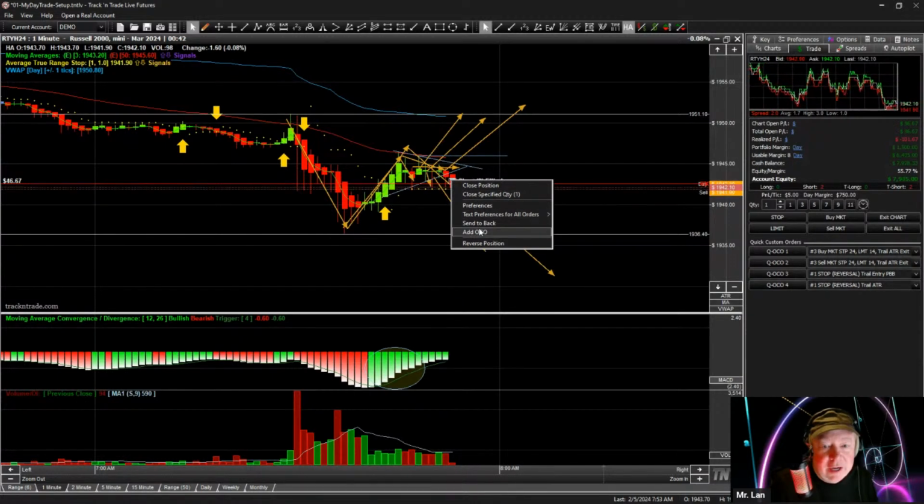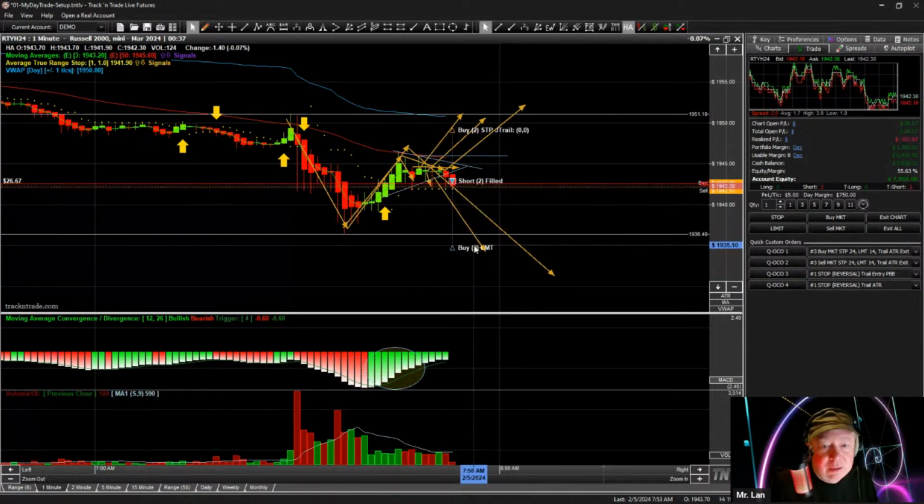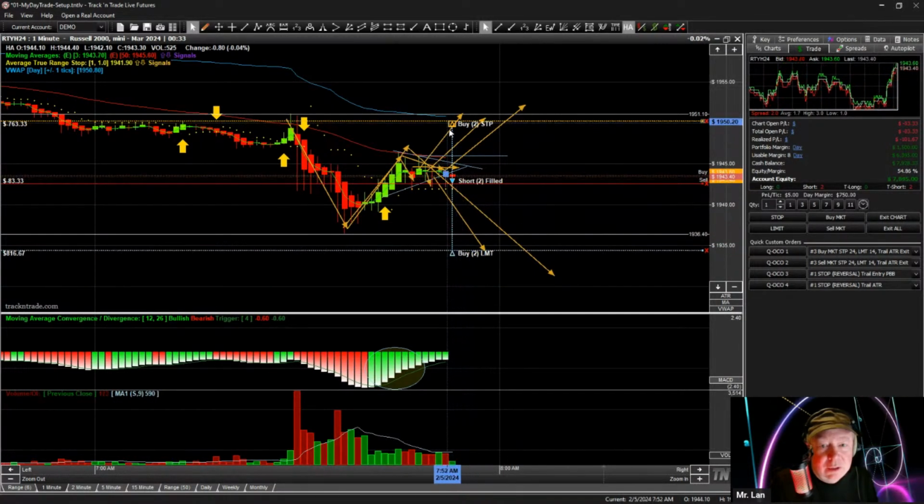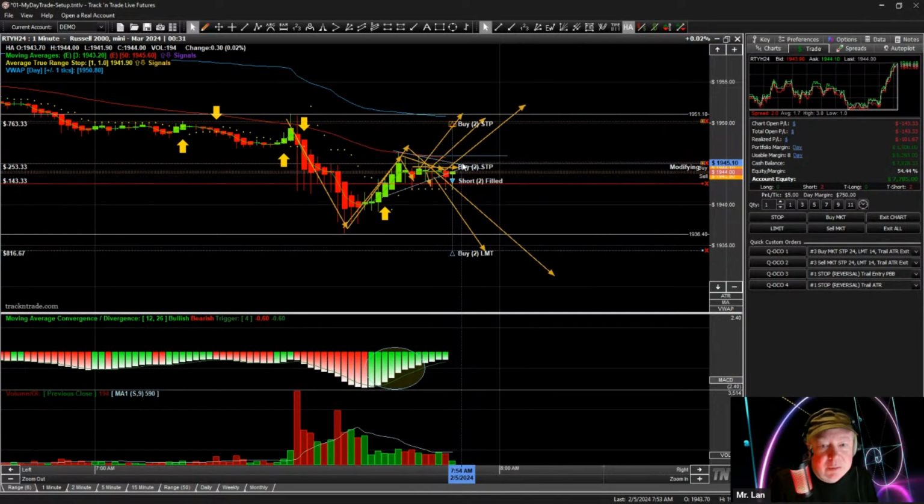In case it turns and rallies, I don't want to be short 3 and have it turn and rally right there. We'll add our OCOs back in there with 2. Put my stop down here. If it comes up here, I'm just going to get out.